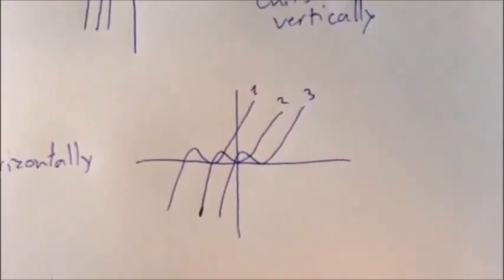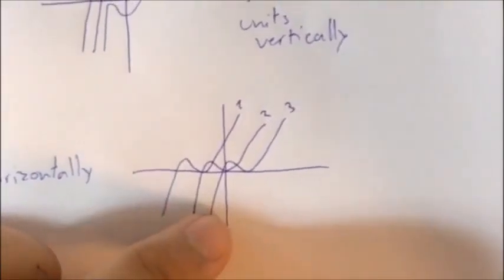This is an example of a horizontal translation graph. As you can see, each figure moves.